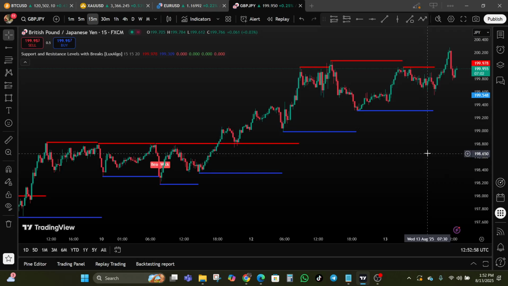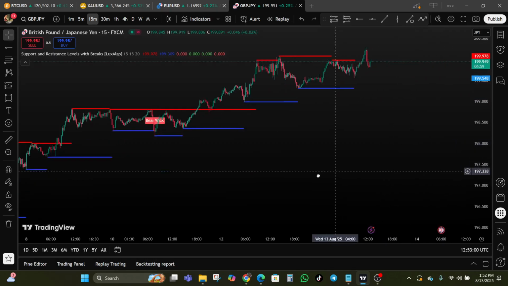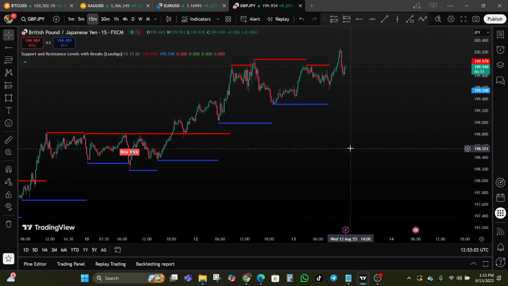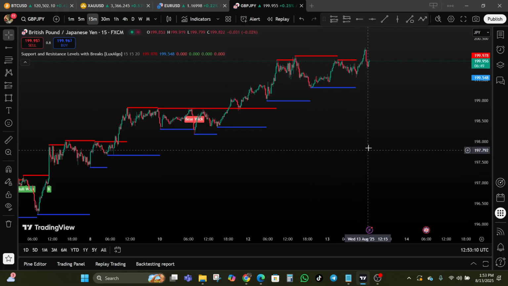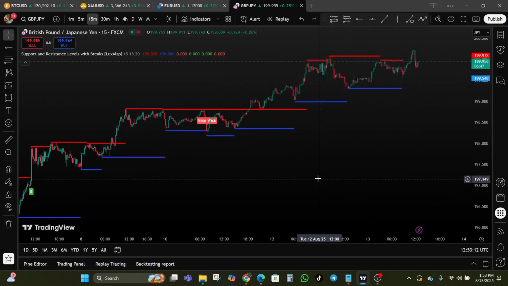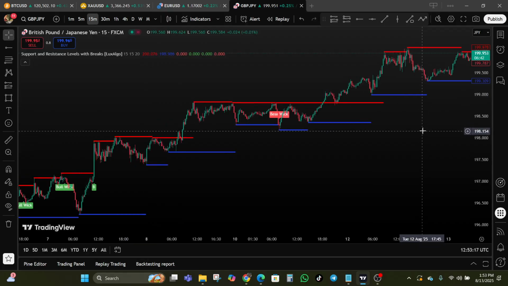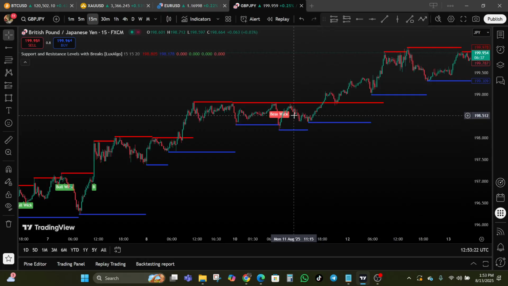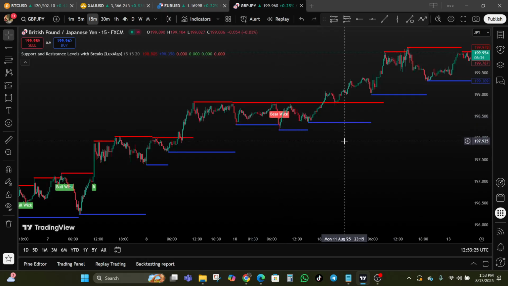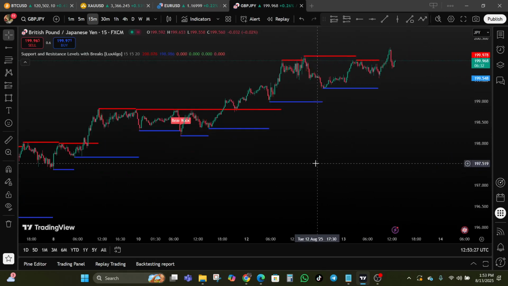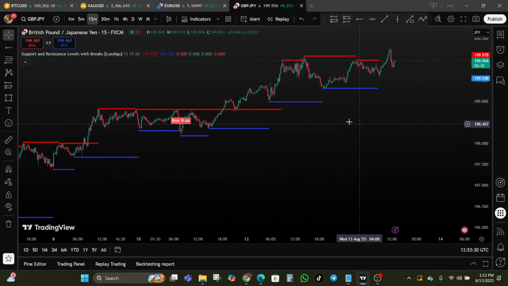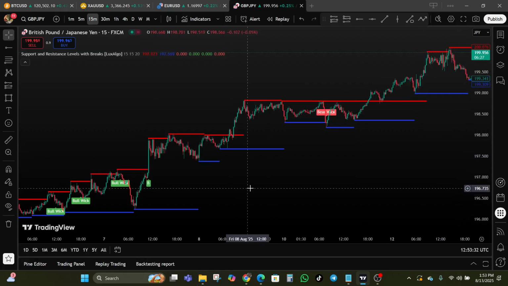Also, remember that not every level will hold. Support can break, resistance can fail. That is the reason why it is important to wait for confirmation from price action before making a move. The fact that you saw a resistance level does not necessarily mean that that level cannot be broken, and the fact that you saw a support level does not mean that that support level cannot be broken.